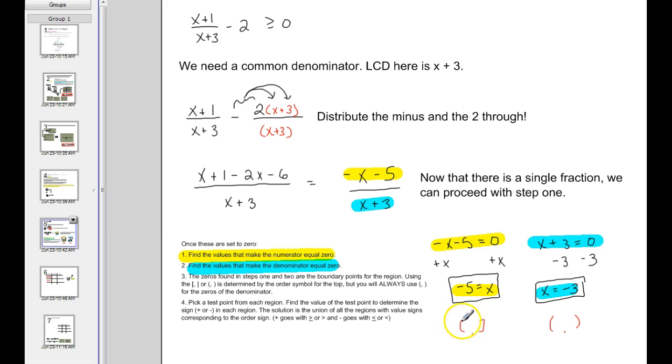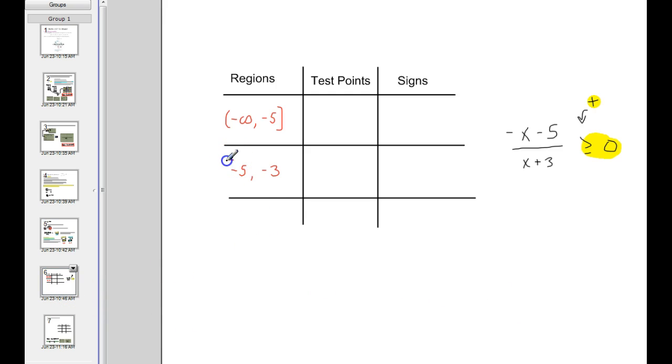Again, a bracket with negative 5, parentheses with negative 3. And then the third region will be from negative 3 to positive infinity. Parentheses with negative 3, and always parentheses with the infinities.